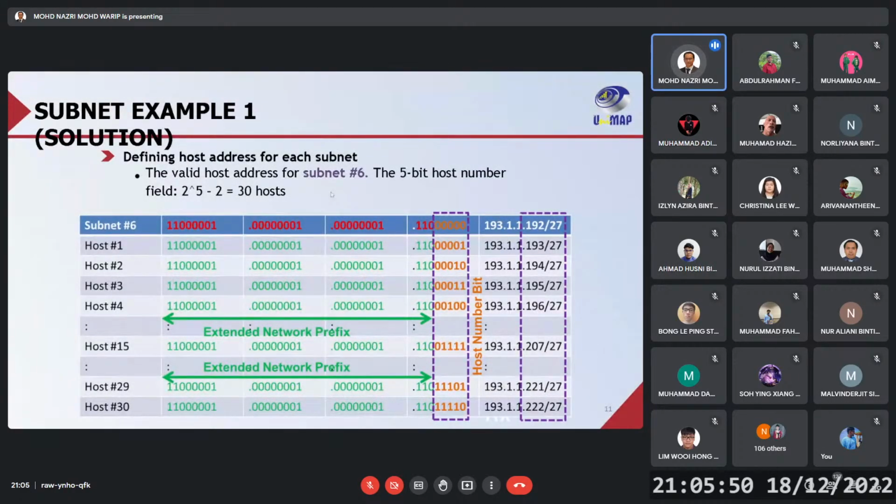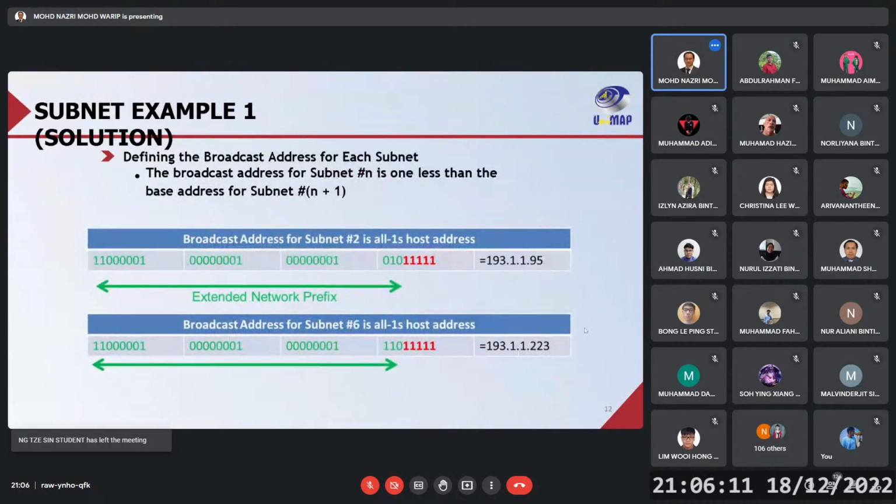This one is another example. If you take subnet 6, same, 192 for the network and .223 for the broadcast. Dot 192 is for the network route or default route, and .223 is for broadcast. Okay, this is the broadcast from just now. 95 and 223 are for broadcast. That's all zero.